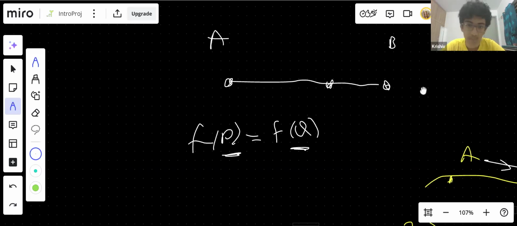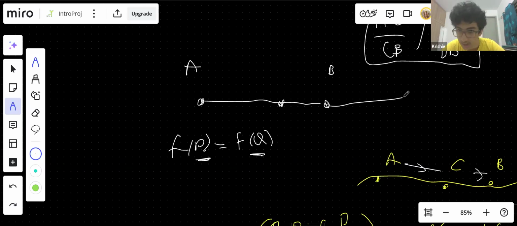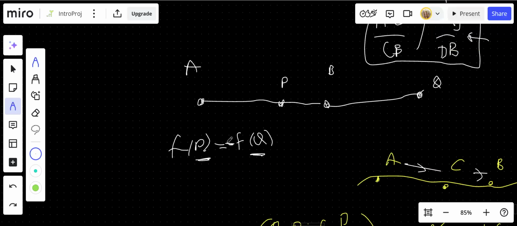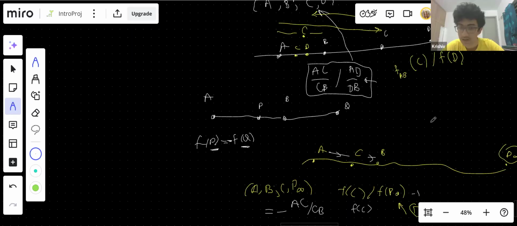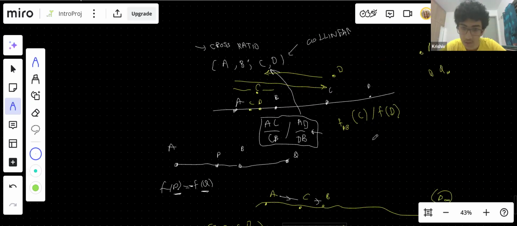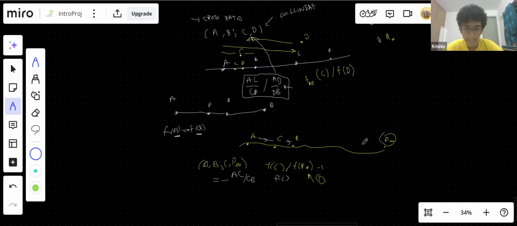If you try to imagine a point internally and a point externally, then f will always be negative for one, because one is external, one is internal. Obviously, that does not make sense to be equal. Okay, cool, so I hope that's clear.